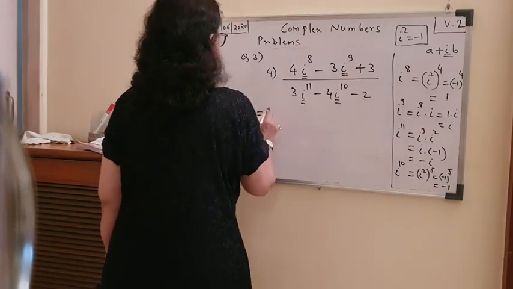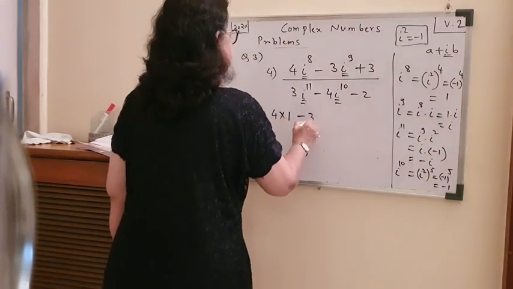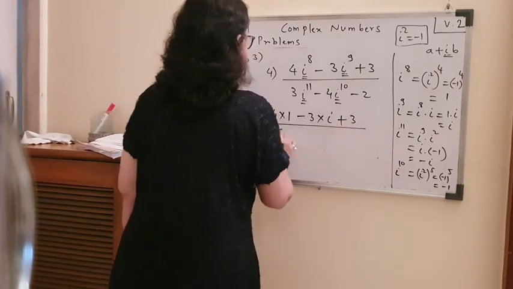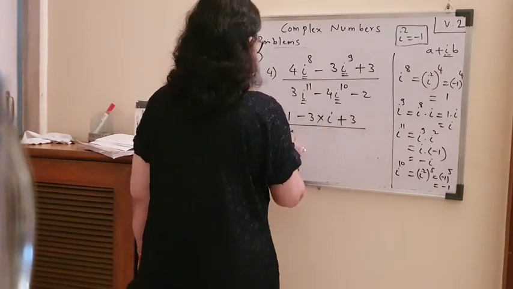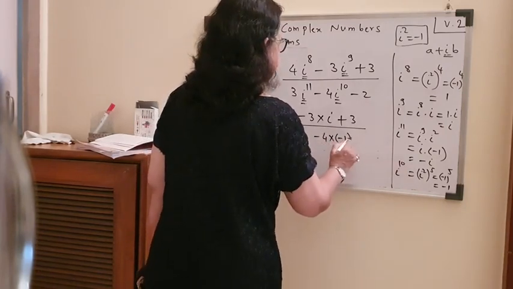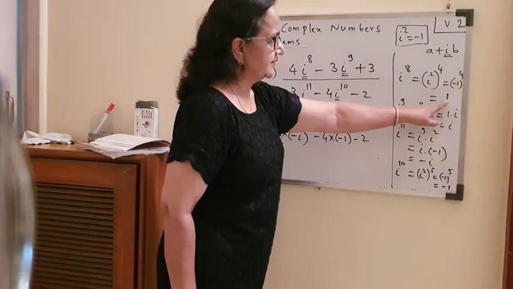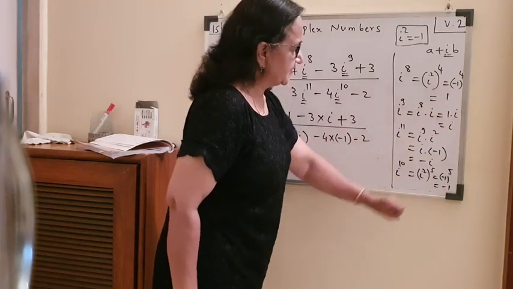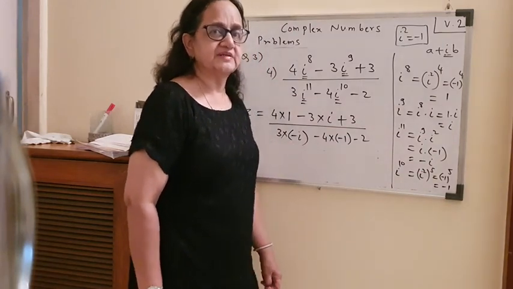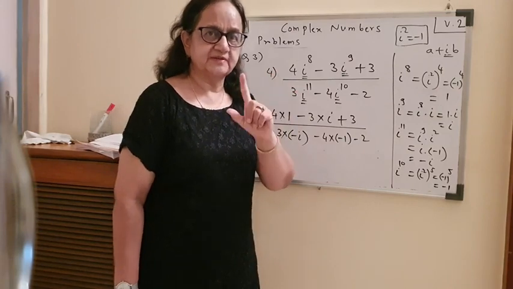Use all those values. So I get z equal to, let us write, 4 into i raised to 8, which is 1, minus 3 into i raised to 9, which is i, plus 3, whole thing upon 3 into i raised to 11, which is minus i, minus 4 into i raised to 10, which is minus 1, and minus 2. And do you observe anything about the final answer? Here it was 1. Here it was minus 1. Here it was i. Here it was minus i. Your final answer will not go beyond this: either plus 1 or minus 1 or plus i or minus i. Keep that in mind. Okay.